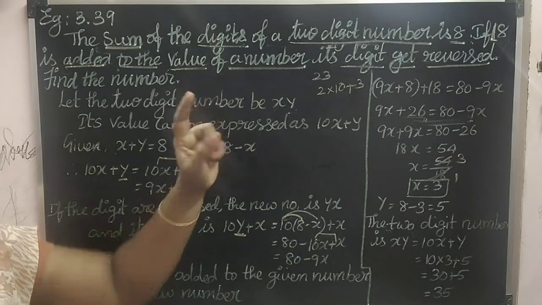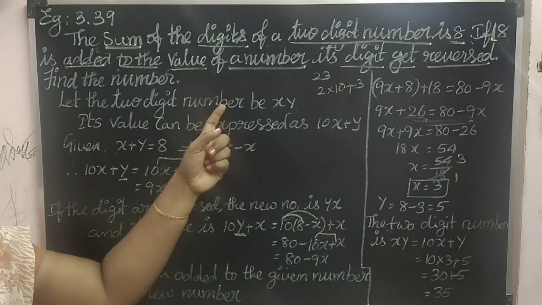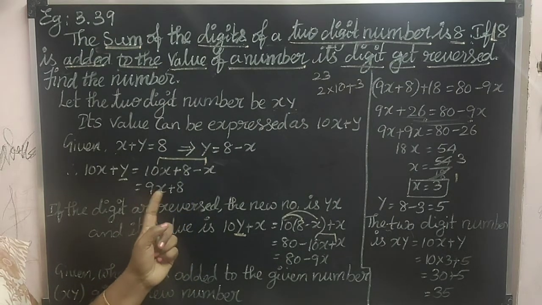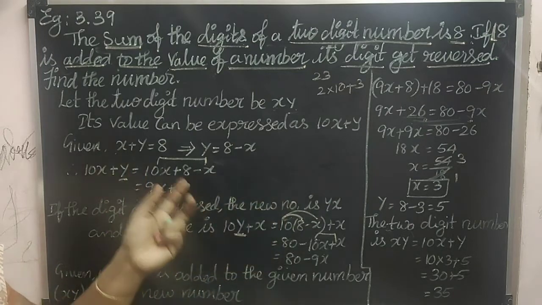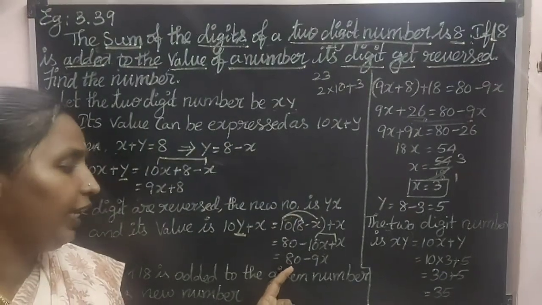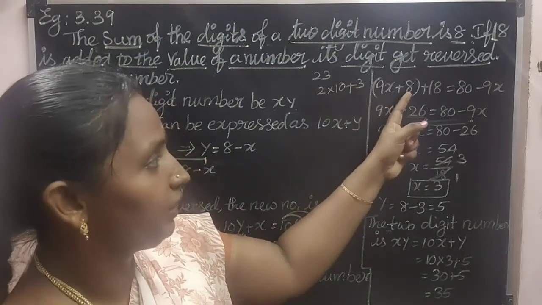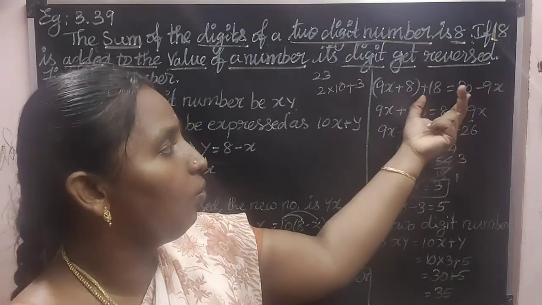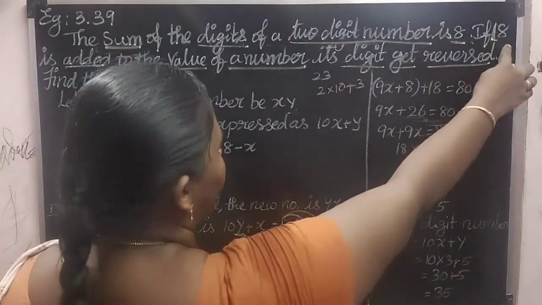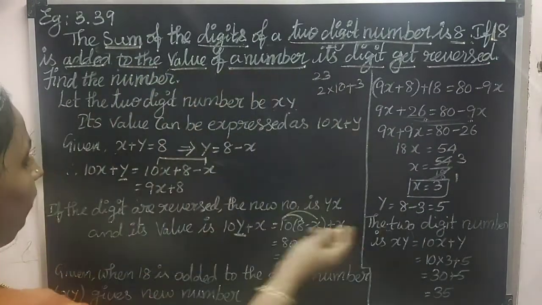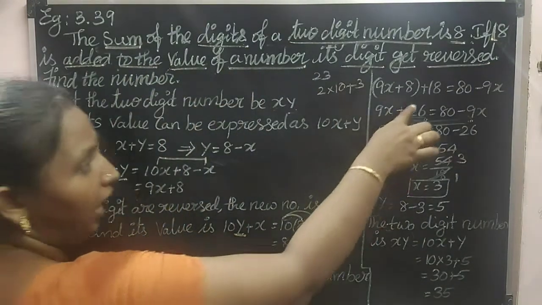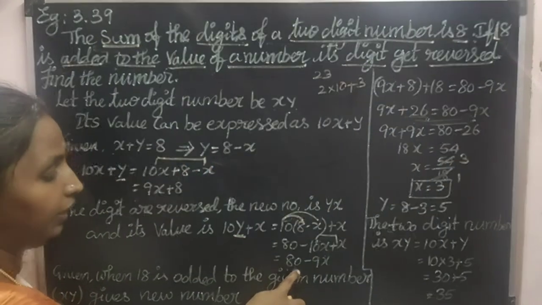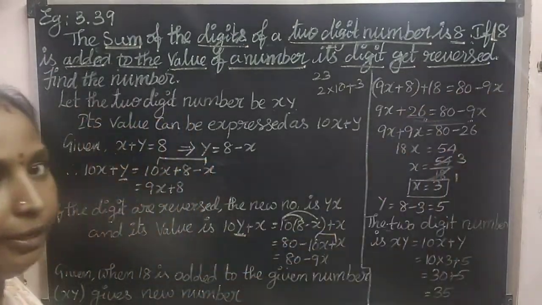So now move on to the given condition. 18 is added to that number. So 18 is added to the given number. That is for xy. Xy we represented as 9x plus 8. If we add 9x plus 8 plus 18, the digits get reversed. The digits reversed, now we will get 80 minus 9x. So 9x plus 8 plus 18 equal to 80 minus 9x. Did you understand how we are writing this step? Using this one: if 18 is added to the value of a number, so the number is 9x plus 8. If you add 18, it equals the digits reversed number, 80 minus 9x.